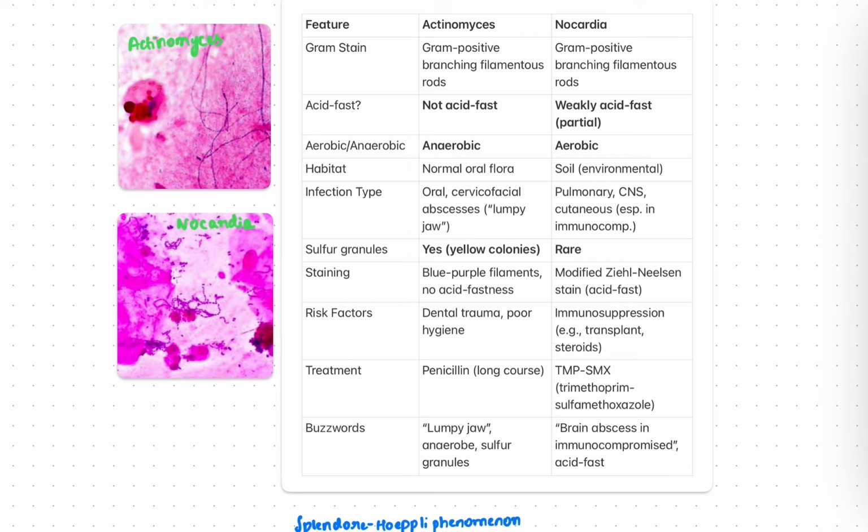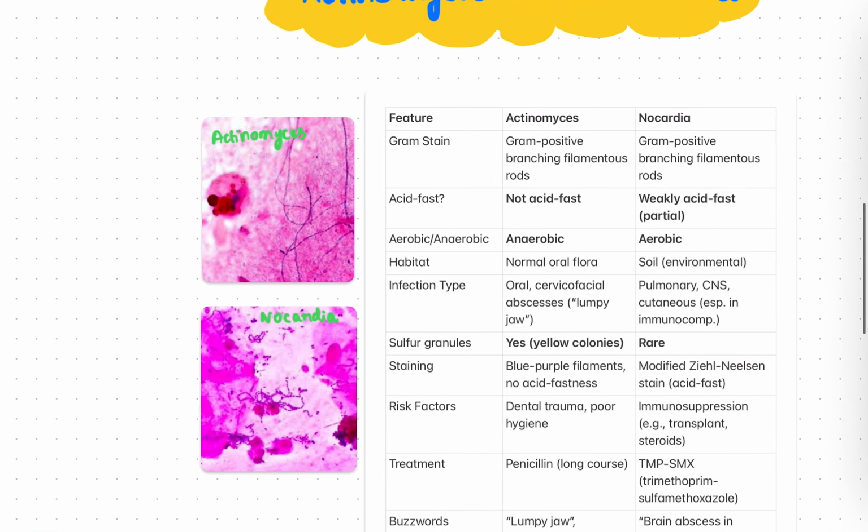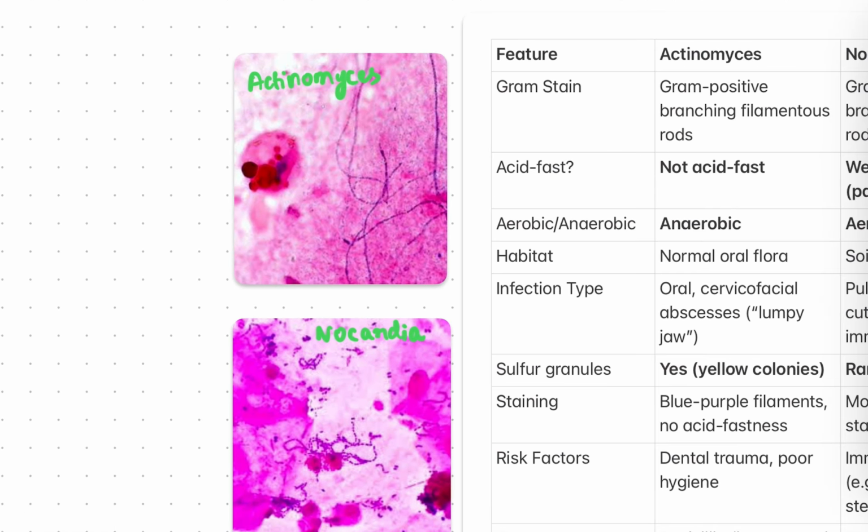So whenever we see a question, we should always look for lumpy jaw, that is anaerobic condition, and sulfur granule production in Actinomyces. In Nocardia, whenever we see a question with brain abscesses in immunocompromised patients and acid-fast gram-positive branching filaments, we should always look for Nocardia. In this picture we can see Actinomyces and Nocardia on gram staining.